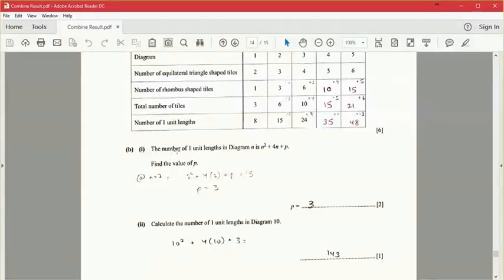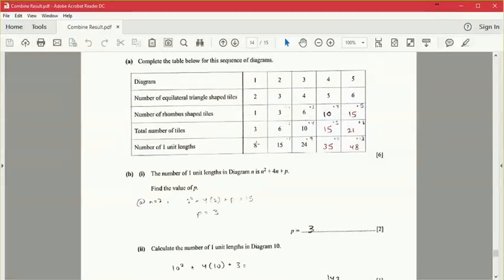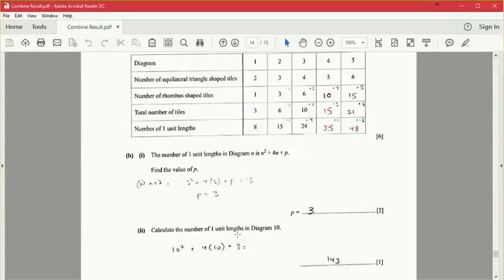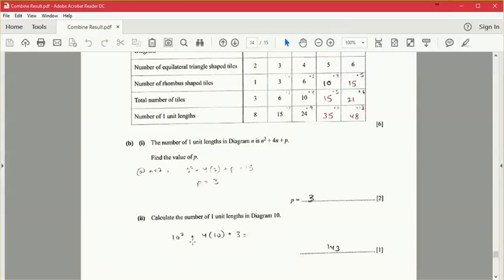Then for part B, the number of 1 unit lengths in diagram n is n square plus 4n plus b. Find the value of b. So at n equals 2, we put 2 square plus 4 times 2 plus b equals 15, the number of unit lengths. So b is 3. Calculate the number of unit lengths in diagram 10. We'll just put 10 in the equation. 10 square plus 4 times 10 plus 3 equals 143.